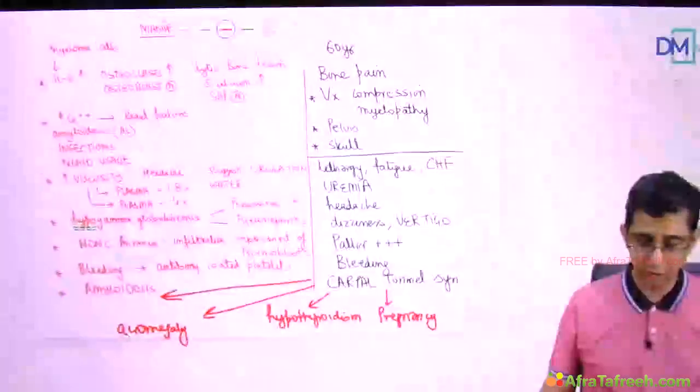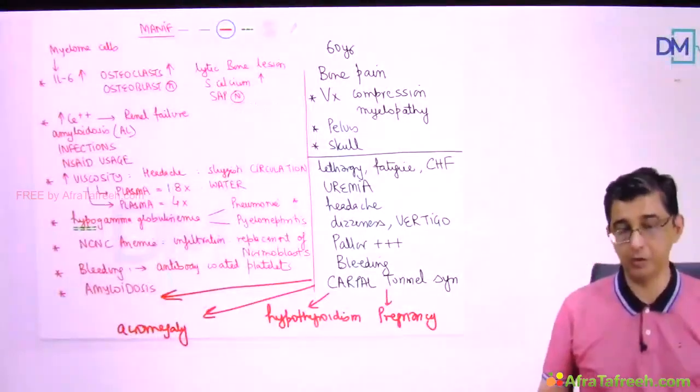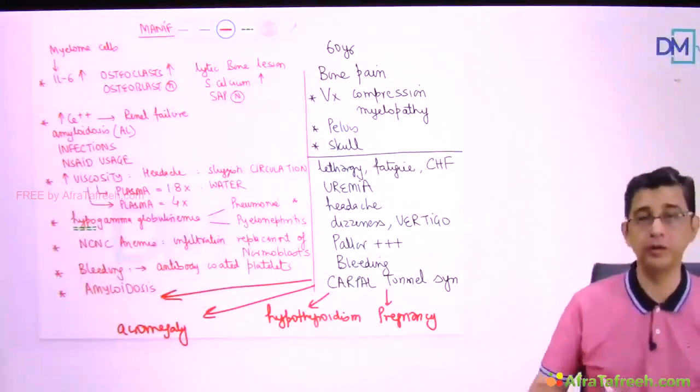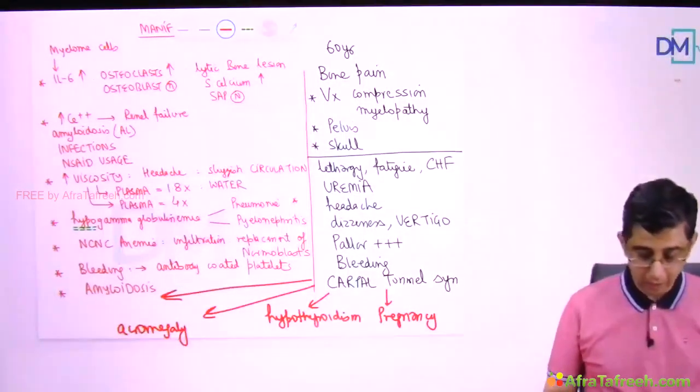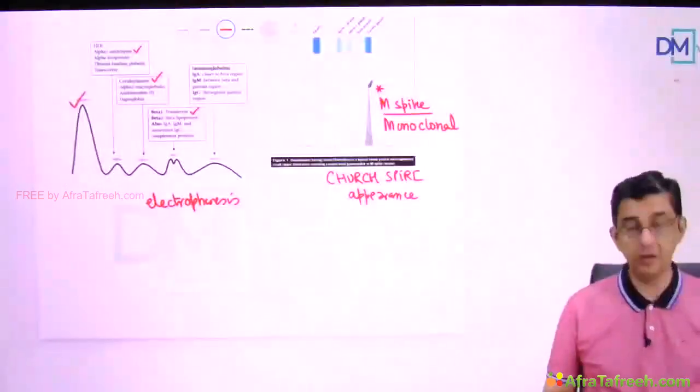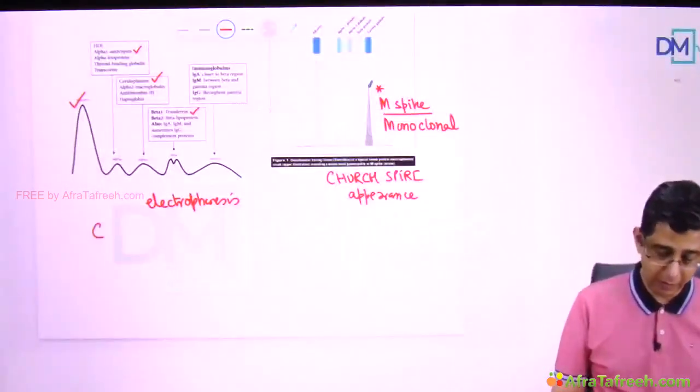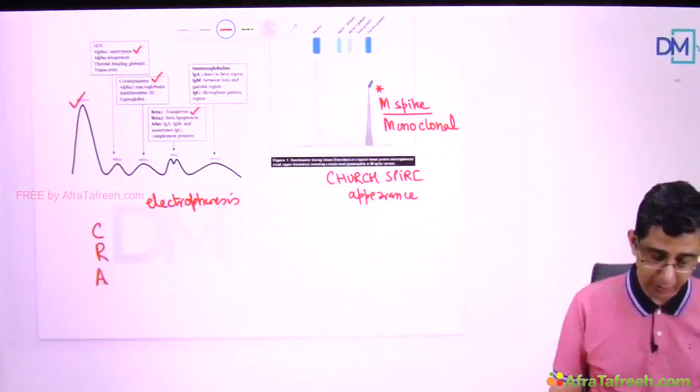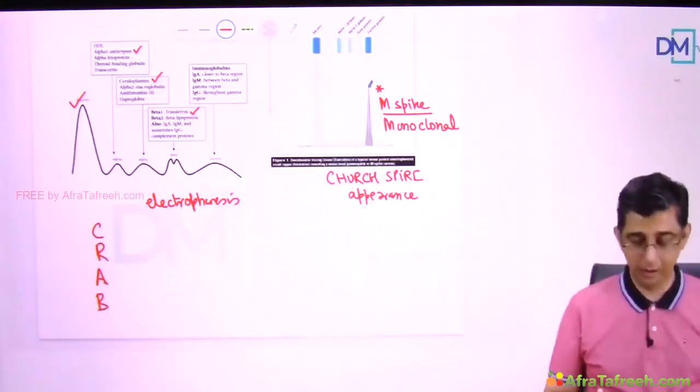So these are the usual manifestations that we encounter in patients of multiple myeloma, and I've tried to correlate that with pathology. Now guys, there is an interesting thing that is coming up, which is that we traditionally read that CRAB is a feature of multiple myeloma, no doubt about it.